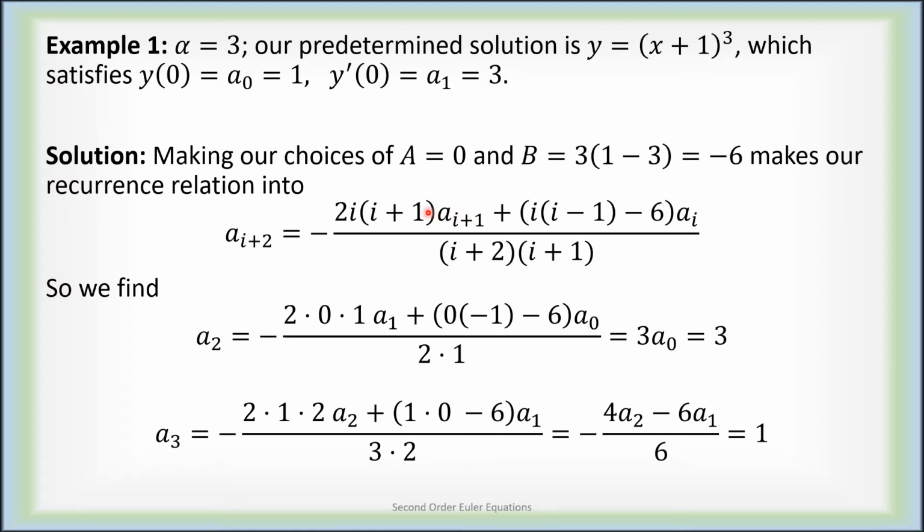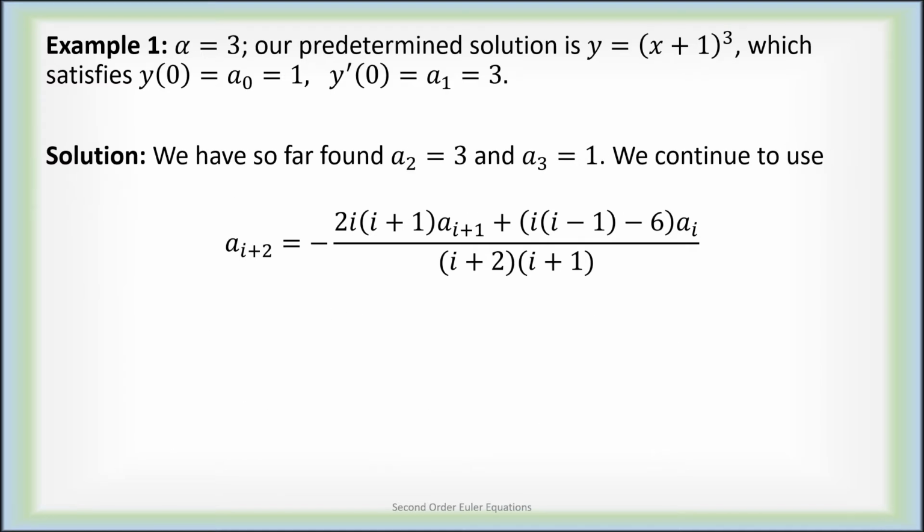So just by using this recurrence relation, by setting i equals 0, we got a sub 2 in terms of a sub 1 and a sub 0, which worked out to be a sub 2 equals 3. By letting i equals 1, we got a sub 3 expressed in terms of a2 and a1. Working through all of these values, we got that a sub 3 is 1.